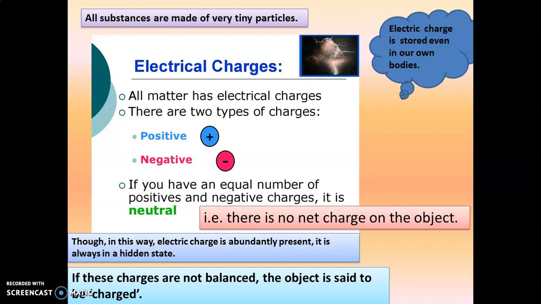Not only matter, but electric charge is also stored in our bodies. But it is in a very small quantity and we do not experience it much. But if the charges are not balanced, then the object is said to be charged. Suppose I have only 4 fingers in one of my hands, then what will happen? One hand has 5 fingers with positive charge, but the other hand has only 4 fingers with negative charge. That means these charges are not balanced and then my hand will become charged.